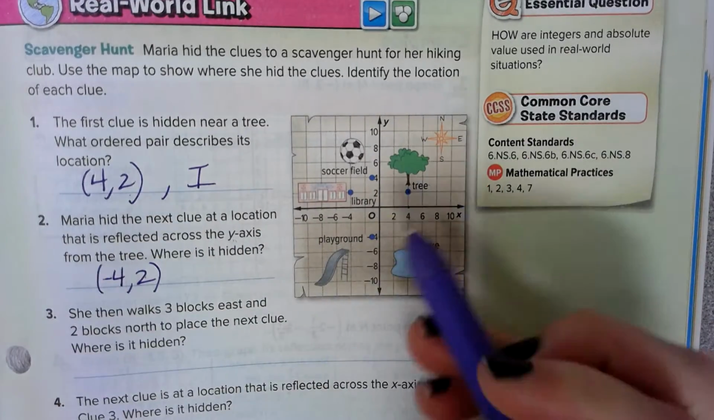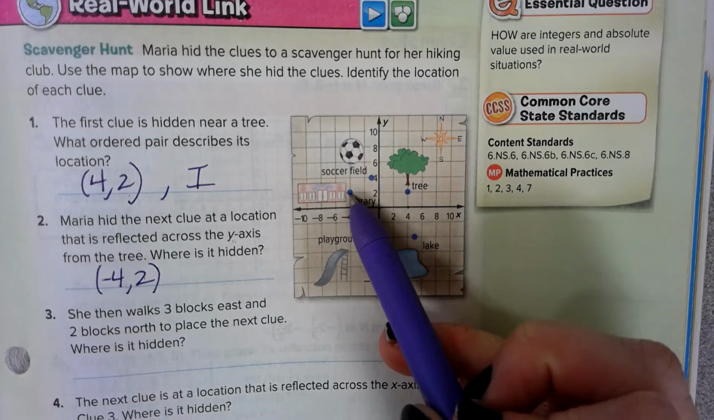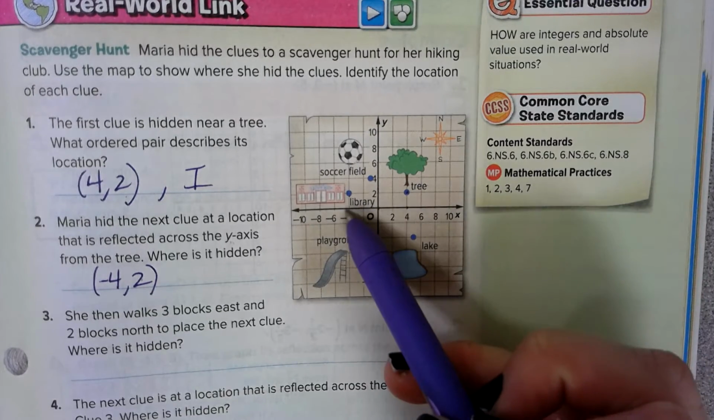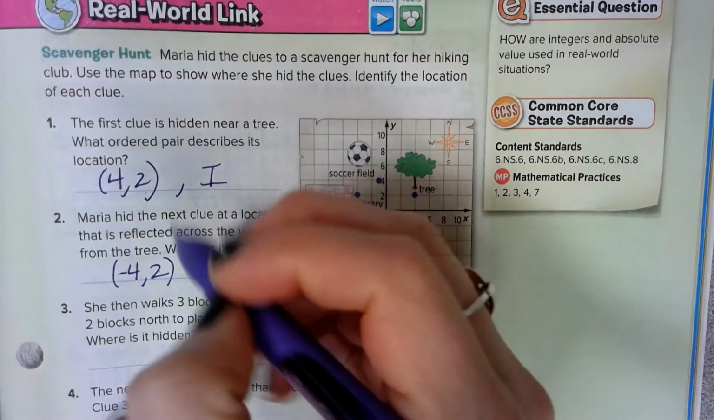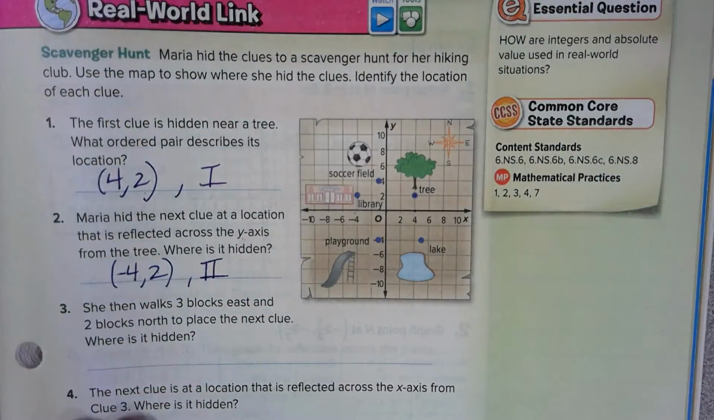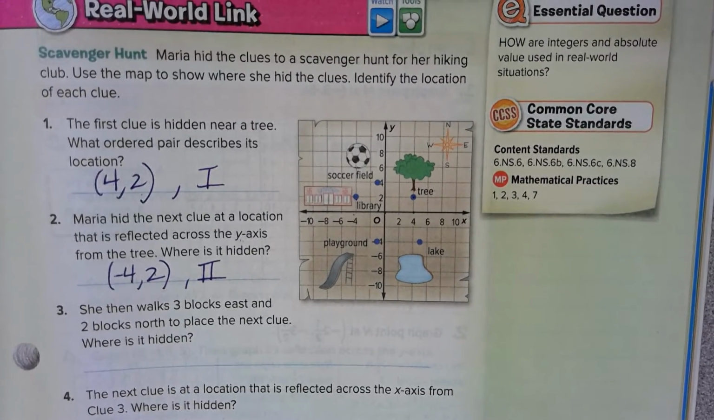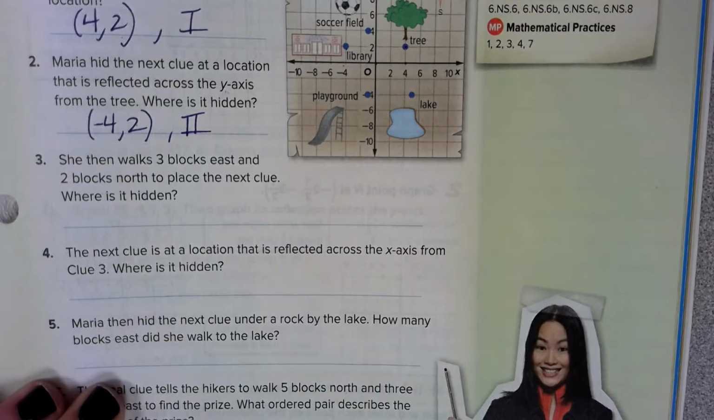But let's just check. So we have our tree here. So I see one right here. So I know that that's 2 spaces away. So we have -4, 2. And look at that. This would be in quadrant 2. I know the question's not asking, but we're going to do that for practice here. So -4, 2.